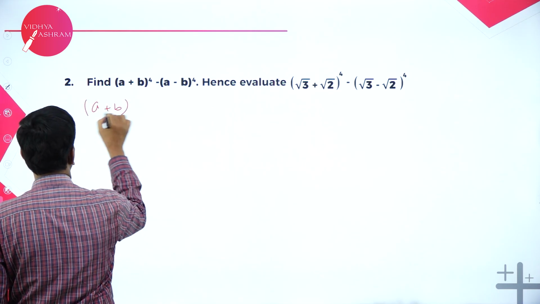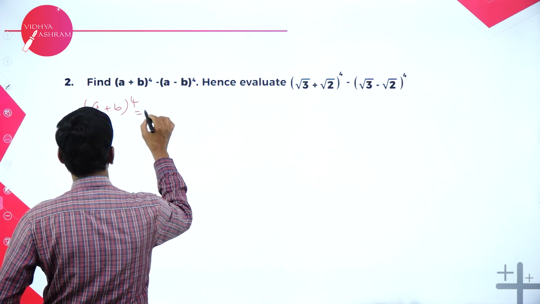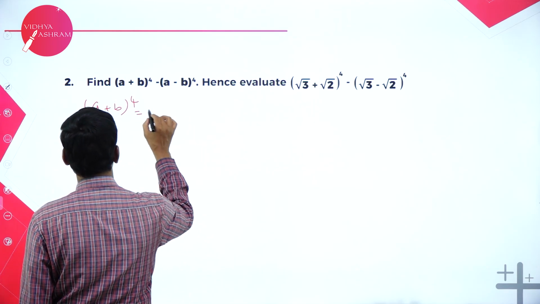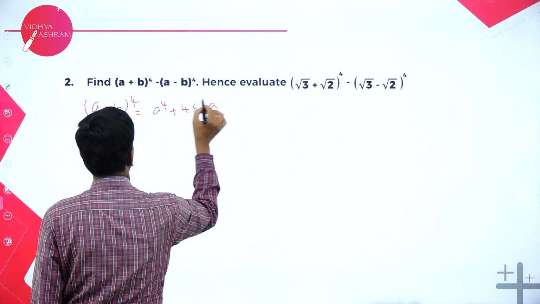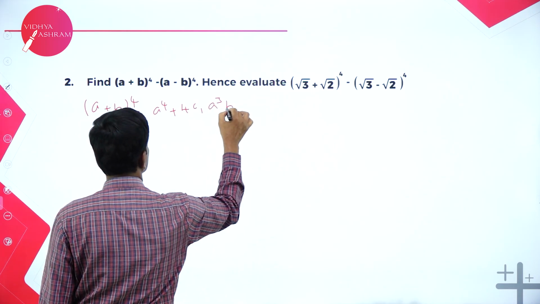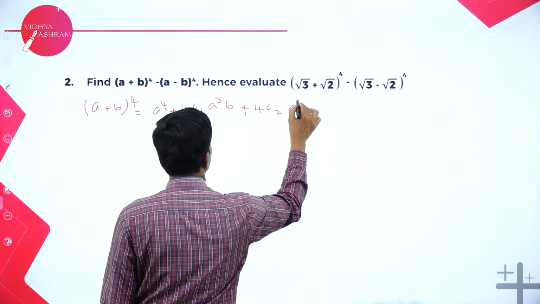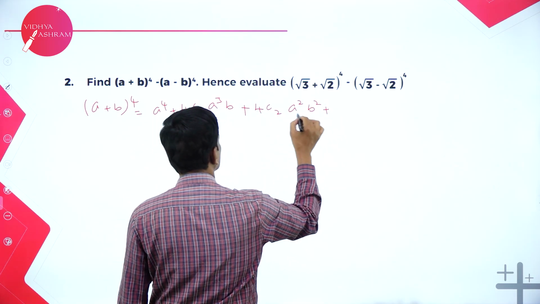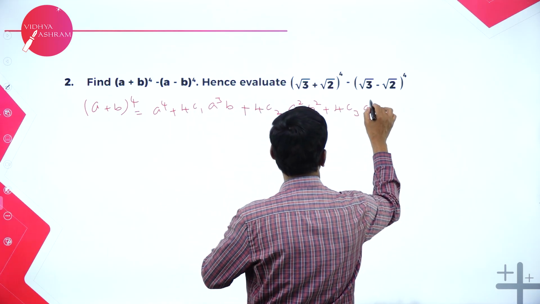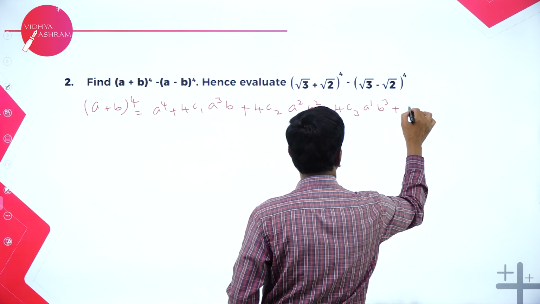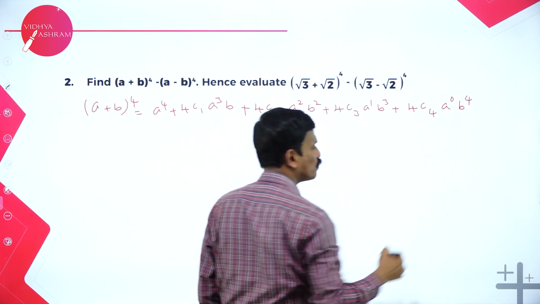(a+b)^4 can be written using the binomial expansion of (x+a)^n, which is a^n + nC1 a^(n−1) b + nC2 a^(n−2) b^2 + nC3 a^(n−3) b^3 + nC4 a^0 b^4. Here n is 4, so it is a^4 + 4C1 a^3 b + 4C2 a^2 b^2 + 4C3 a b^3 + 4C4 a^0 b^4.